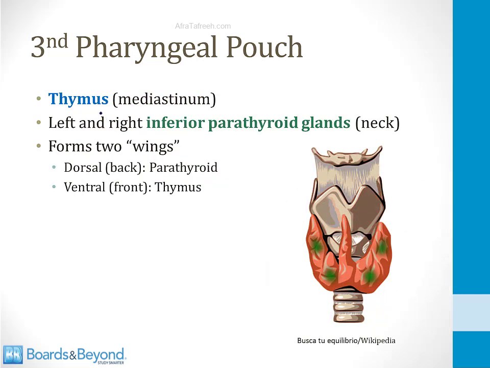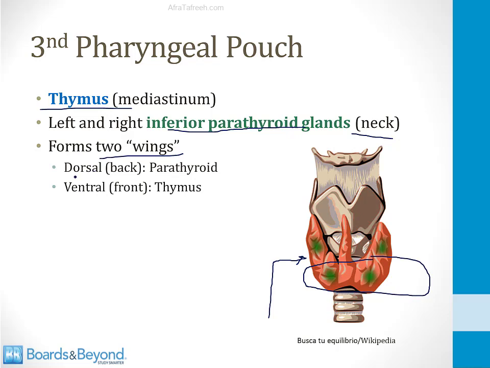The third pharyngeal pouch develops into the thymus, which is a mediastinal structure. It also develops into the left and right inferior parathyroid glands in the neck. If you look at this drawing on the screen here, the red structure is the thyroid gland. Sitting on top of that are these 4 green dots, which represent the parathyroid glands, and the 2 inferior parathyroid glands derive from the third pharyngeal pouch. This pouch forms 2 wings. One is called the dorsal wing towards the back, that forms the parathyroid glands. The other one is called the ventral wing towards the front, that forms the thymus gland.